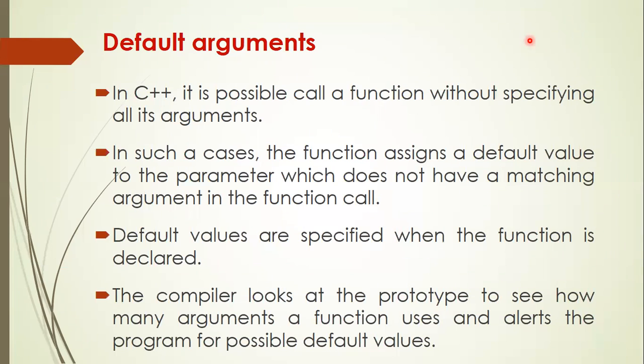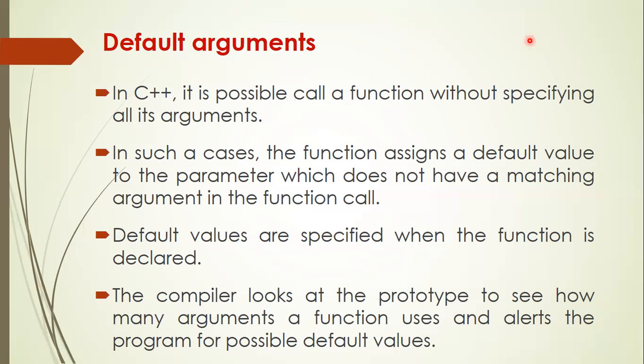In C++, you can call a function without specifying all its arguments. But in C, if you define a function prototype like float f(int, int), the function name is f, it takes two arguments, both of int type, and the return type is float. Since the prototype says that the function needs two arguments, during the function call also you call the function by specifying two arguments.